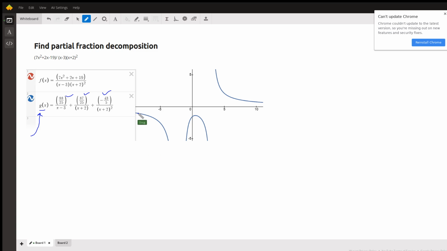And if you go to Desmos, which I'll send the link to this graph in the final answer, you'll see that these f and g overlap each other identically. So how do you do that?